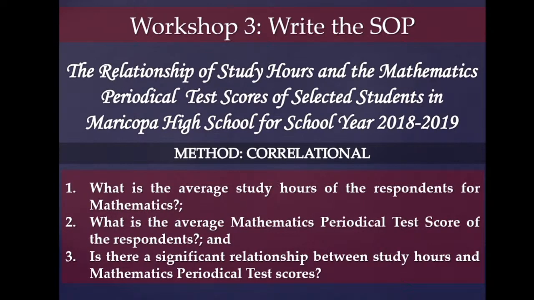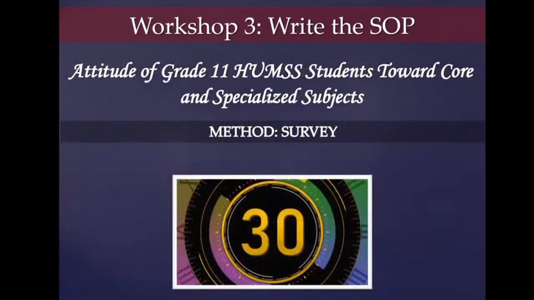If you were not able to pull this off, then let's have this one last title which you can use as basis for the creation of your own statement of the problem. Okay, so we have the title, Attitude of Grade 11 HUMSS Students Toward Core and Specialized Subjects. Method, descriptive survey. Again, since this is a survey, there is a need to ask for the demographic profile of the respondents first. You have 30 seconds to write your questions, 3 questions for this title. Go.